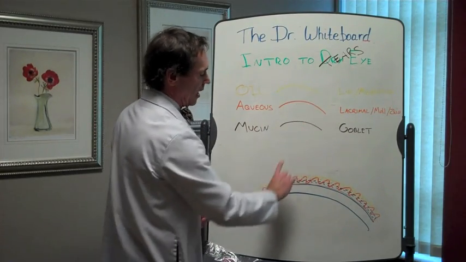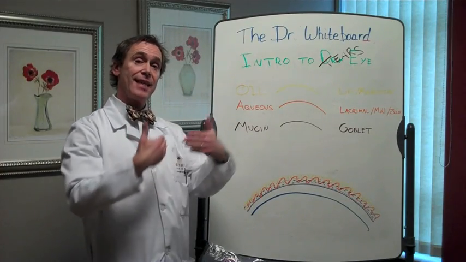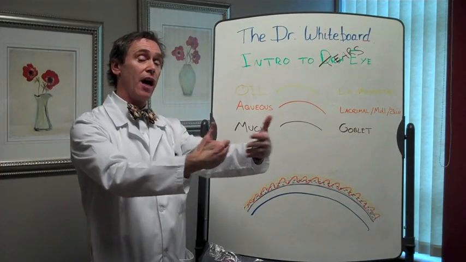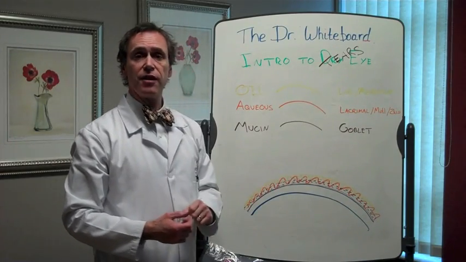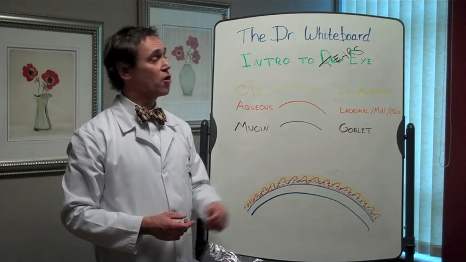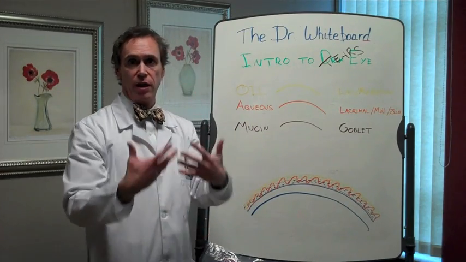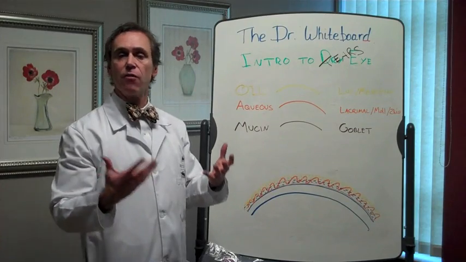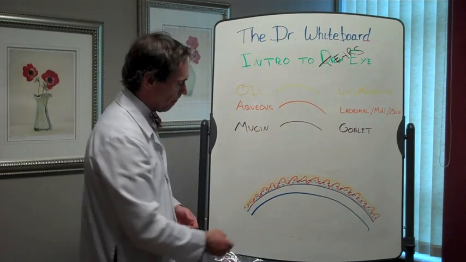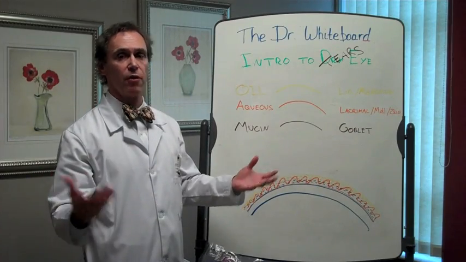On the outside of the tear film, in the outermost layer of that tear that sits on top of the window to the eye, is an oil layer. This is made in the lids in glands called the meibomian glands. And they actually dump the oil into the tears, and then every time we blink, that's what mixes the oil into the tear film.